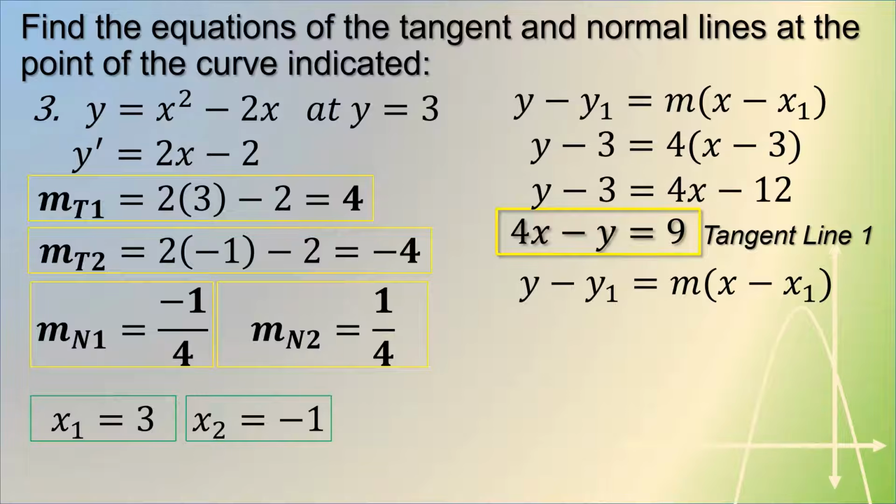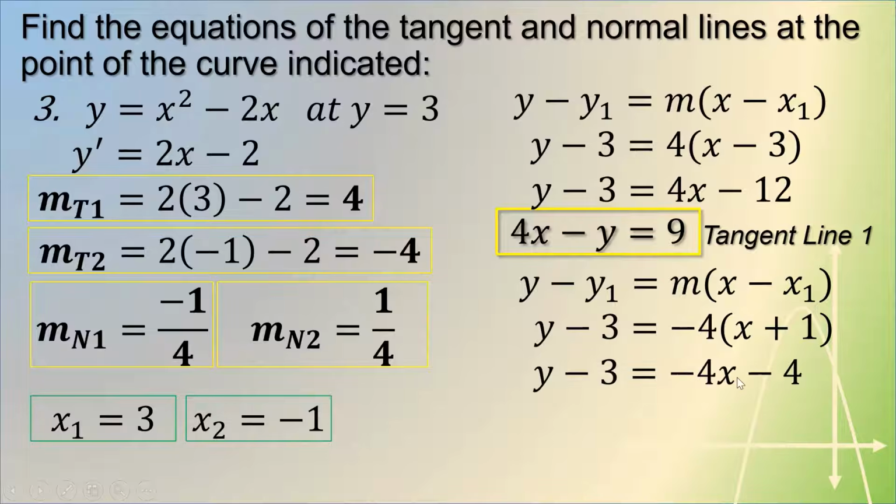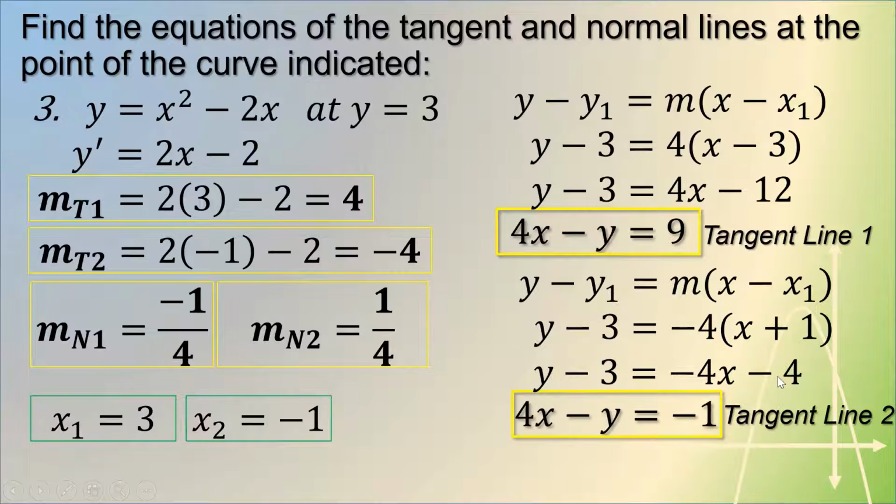And in finding the second equation of our tangent line, that is y minus 3 is equal to negative 4, our second slope for our second tangent line. And then x sub 2 is our second value of x, which is negative 1. And so y minus 3 is equal to negative 4 times x plus 1. Simplifying, that is 4x plus y is equal to negative 1, our second tangent line.